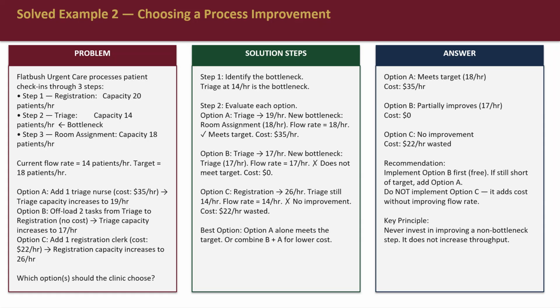Option C adds a registration clerk for $22 an hour. Registration was never the constraint, so flow rate stays at 14. That is money spent for nothing. The recommendation is on the right. Start with option B, because it is free and gets most of the way. Then add option A if you still need the last patient per hour. Never invest in a step that is not the constraint.